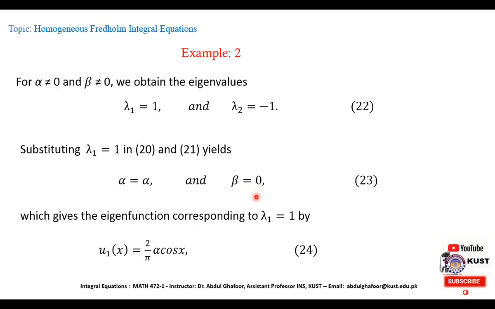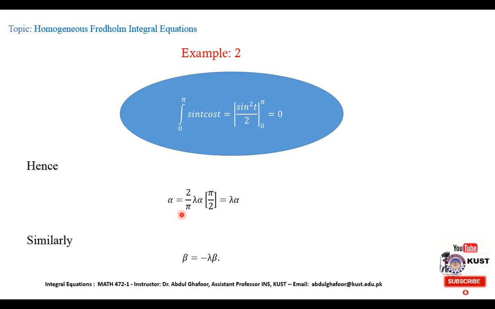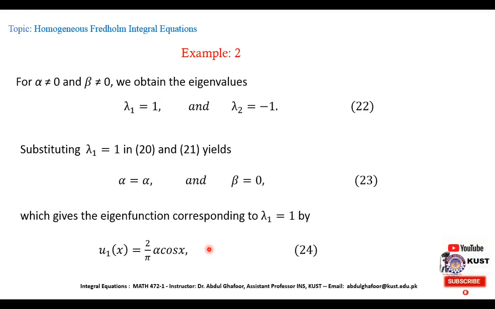Now for alpha not equal to 0 and beta equal to 0, we obtain the eigenvalue lambda 1 equal to 1, and for beta not equal to 0 and alpha equal to 0, lambda 2 equal to minus 1. From these two equations, when alpha is not equal to 0 and beta is equal to 0, just this equation gives us lambda equal to 1. Similarly, when beta is not equal to 0 and alpha is equal to 0, we get lambda equal to minus 1. So here we have two eigenvalues, lambda 1 equal to 1 and lambda 2 equal to minus 1.